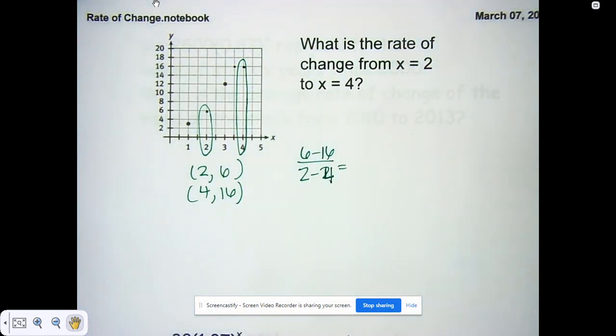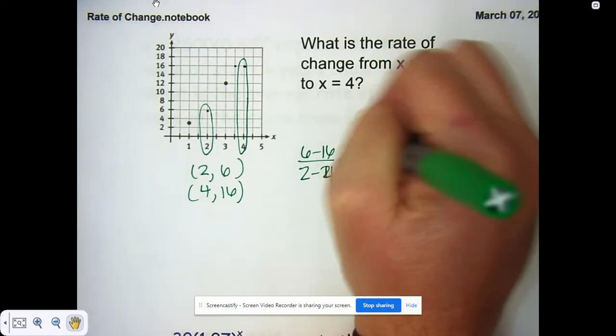Okay, so let's go stat edit. If I do 2 and 4 and 6 and 16, StatCalc 4 gives me a rate of change of 5.